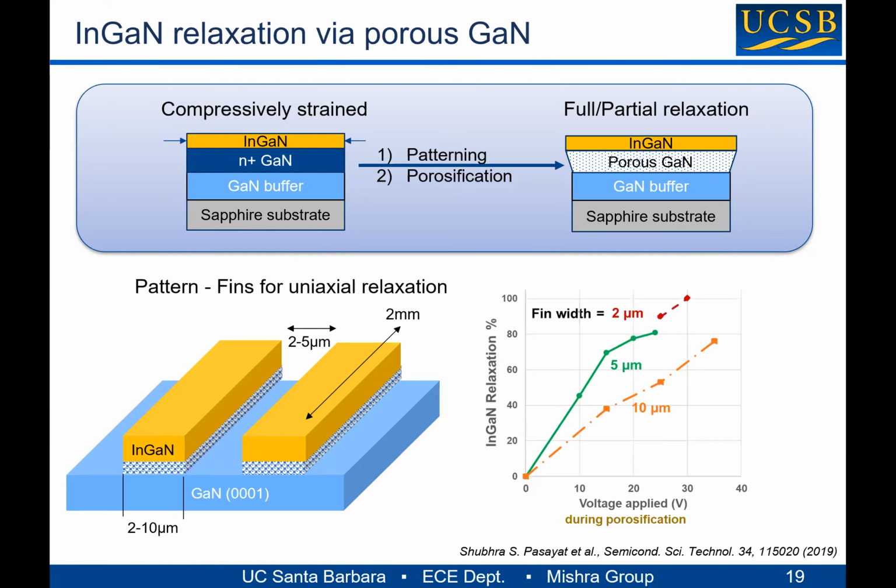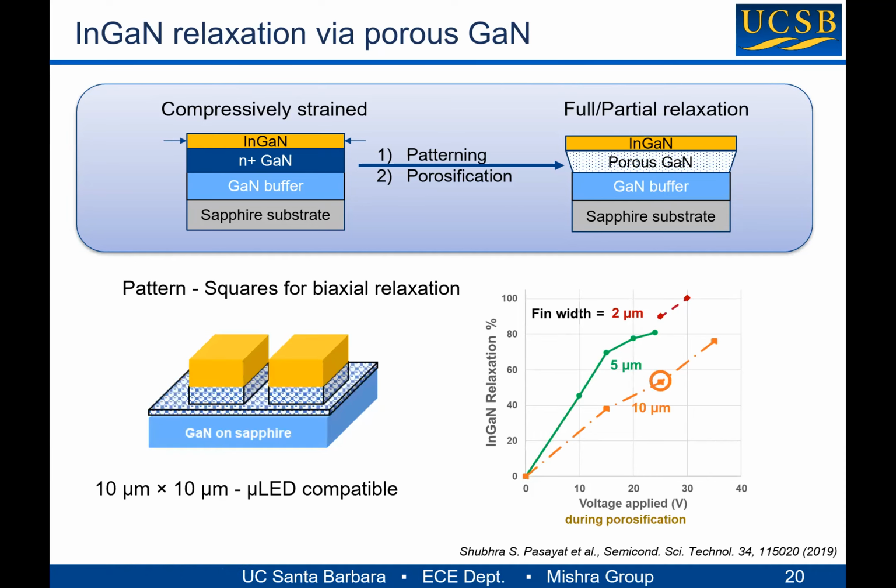We varied our fin width and applied different biases, and using X-ray diffraction estimated the degree of relaxation of InGaN. As we can see, the narrower the fins, the higher the relaxation due to reduced spatial restraints. For the composition pulling effect to work, we need to have biaxially relaxed InGaN pseudosubstrates. So we chose a dimension of 10 by 10 microns square, which was micro LED compatible. And we chose a bias so that we would be able to achieve a significant amount of relaxation as well.